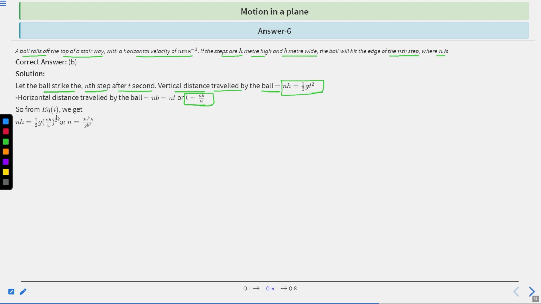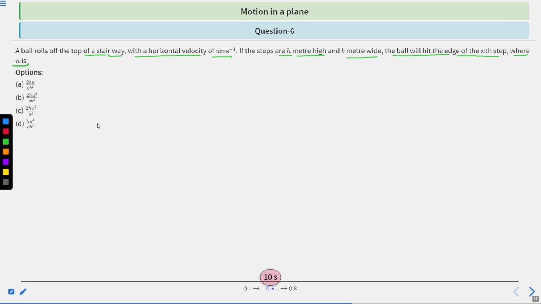From the first equation, we get nh equal to half g t square. This is the first equation. Clear? Putting the t in this term, it becomes nh equal to half g (nb by u) whole square. And solving this term, n equals 2u square multiplied by h upon g b square. Clear? So the answer is B. Clear?